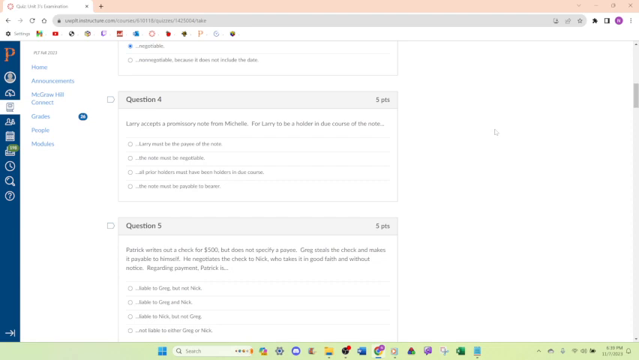Okay, I don't think the third one is true because... wait. Yeah, that can't possibly be true, because it's the other way around. If only one prior holder was a holder in due course, that makes everyone else a holder in due course. It's the exact opposite. So 3 cannot be right.